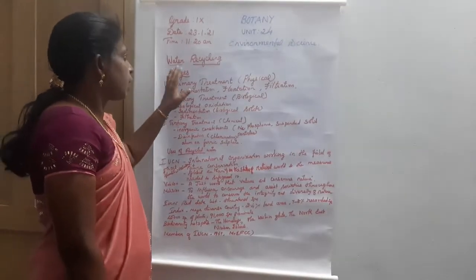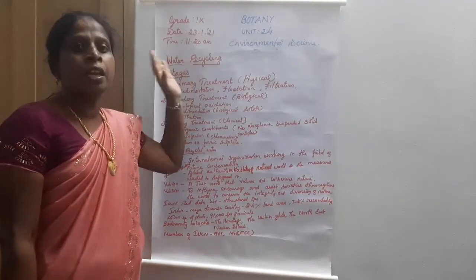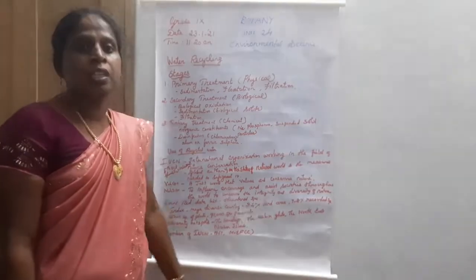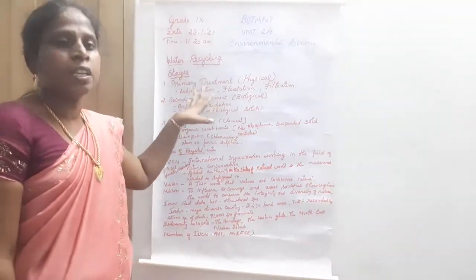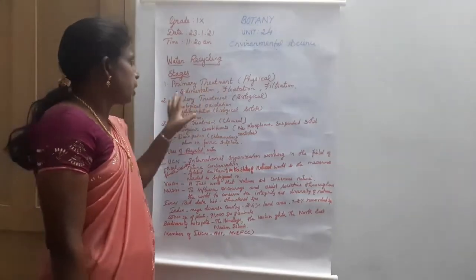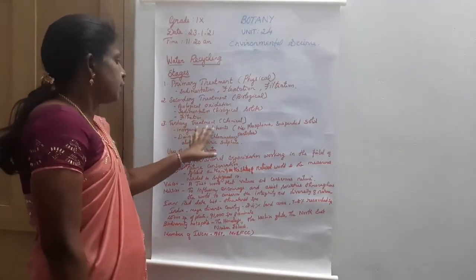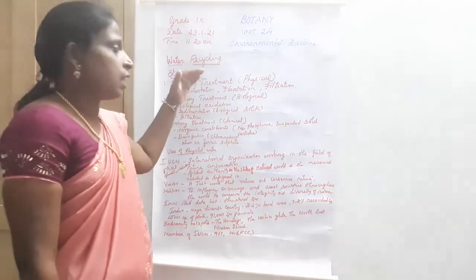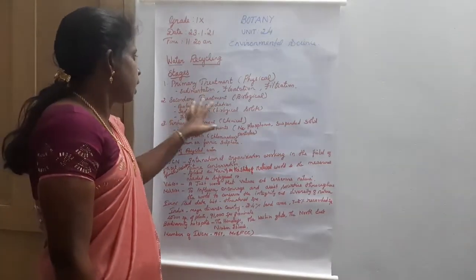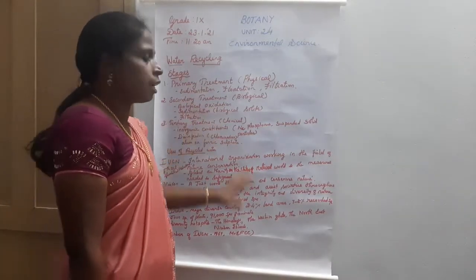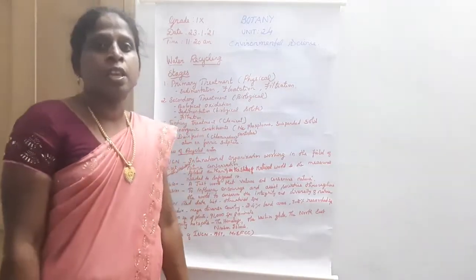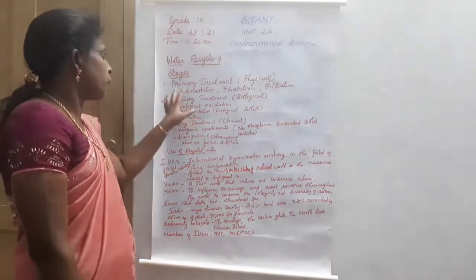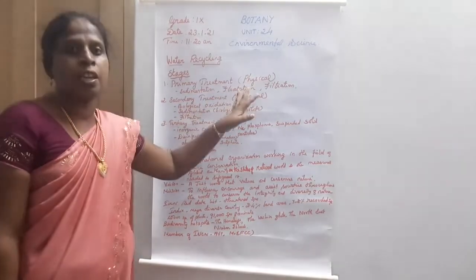See, water can be recycled by the conventional method. The conventional method consists of 3 stages: primary treatment, secondary treatment and tertiary treatment. It includes physical, biological and chemical treatment. First one is primary treatment. It is a physical treatment.